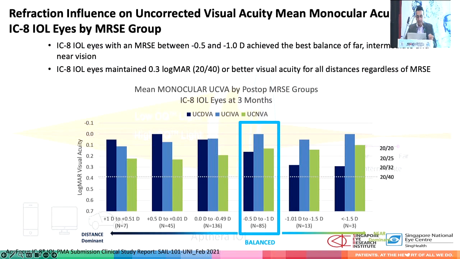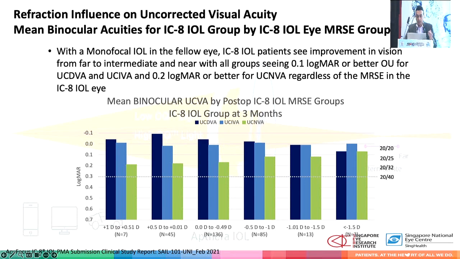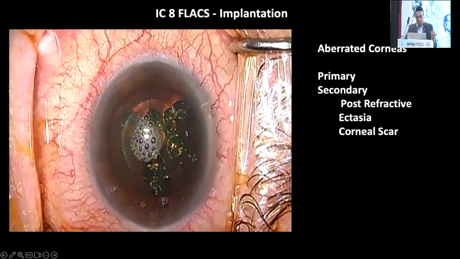Looking at the effectiveness of the lens for distance and intermediate vision in the monocular eye, the lens works best if you aim for a refraction between -0.5 and -1 diopter. If it's a slightly older patient, I err on the side of caution at about -0.75. If it's slightly younger, I go for -0.5 diopter. But remember, this is monocular. When you look at it binocularly, patients get very good visual acuity because you have the distance vision from the dominant eye.